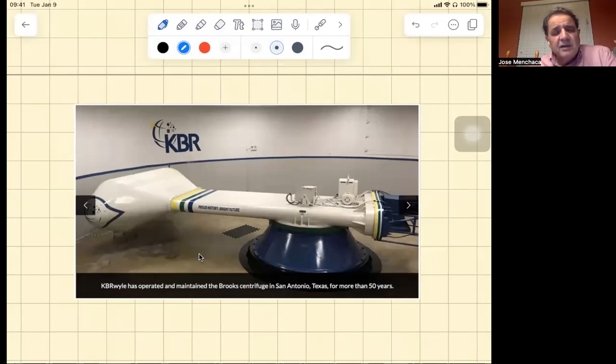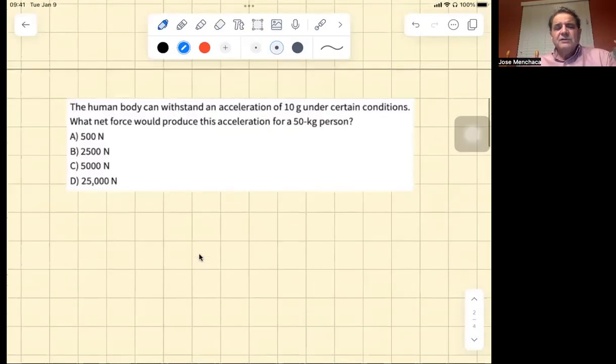You can look it up online, look it up on YouTube, and say centrifuge training for pilots, and you'll see that there's some that do indeed pass out at like 9 G's. I think there's one that even passes out at 7 G's. That's a lot of G's to be experiencing. Anyway, let's get back to the problem. That's just a little aside. I thought it was interesting that we had that centrifuge here in San Antonio. Okay, the human body can withstand an acceleration of 10 G's under certain conditions. What net force would produce this acceleration for a 50 kilogram person?